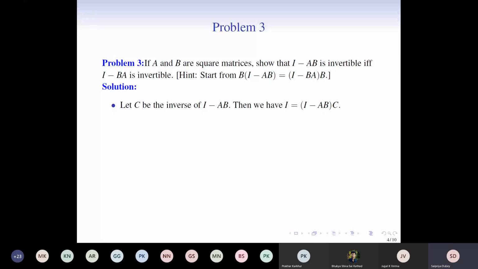So we'll assume that I minus AB is invertible. So let C be the inverse of I minus AB. Because C is the inverse of I minus AB, by the very definition, we have that I minus AB times C is equal to C times I minus AB is equal to identity.